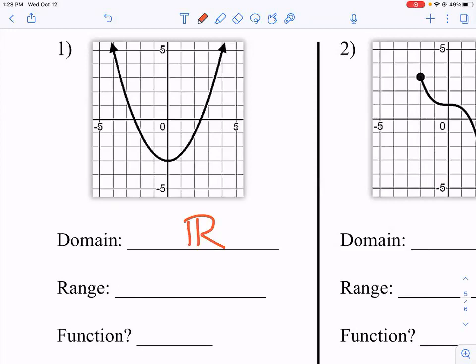Yay, worksheets. Thank you. Not for you. Oh, now it's better. Okay.